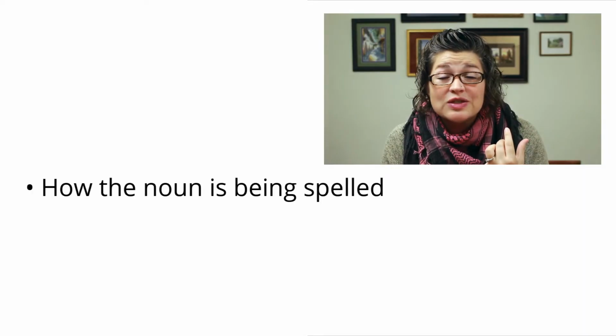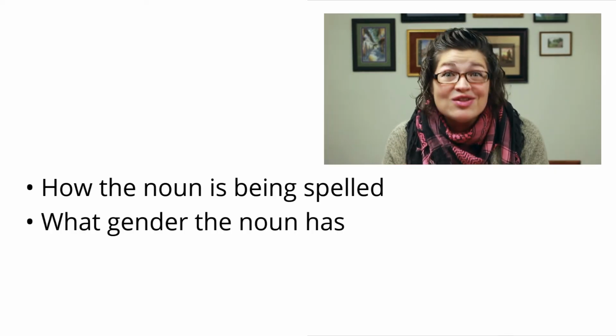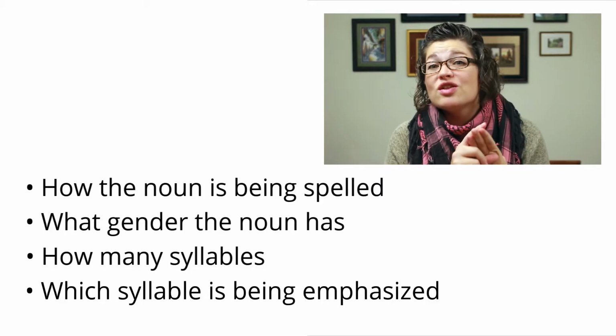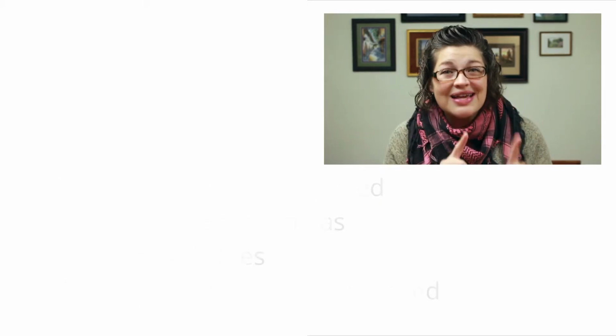In contrast to English, German noun plurals are 4 to 9 distinct endings or modifications that we make to German nouns that take into account things such as how the noun is spelled, what gender the noun has in the singular, how many syllables are in the noun, and which syllable is being emphasized. In my system, I use 6 endings.